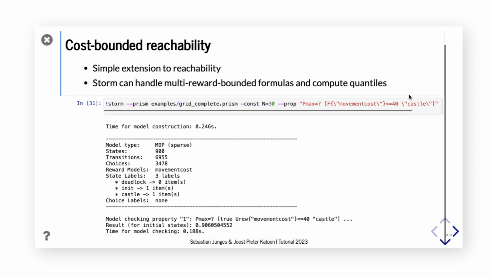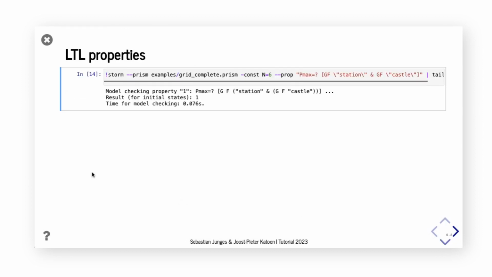And you can have fun with this in order to ask different things, right? In the presentation, Joost-Pieter did look at LTL properties. So here's an LTL property which informally says, make sure that you infinitely often go to the station and that you infinitely often go to the castle. And we're asking, what's the maximal probability that some policy does this? And there's actually a policy that does this with probability 1.